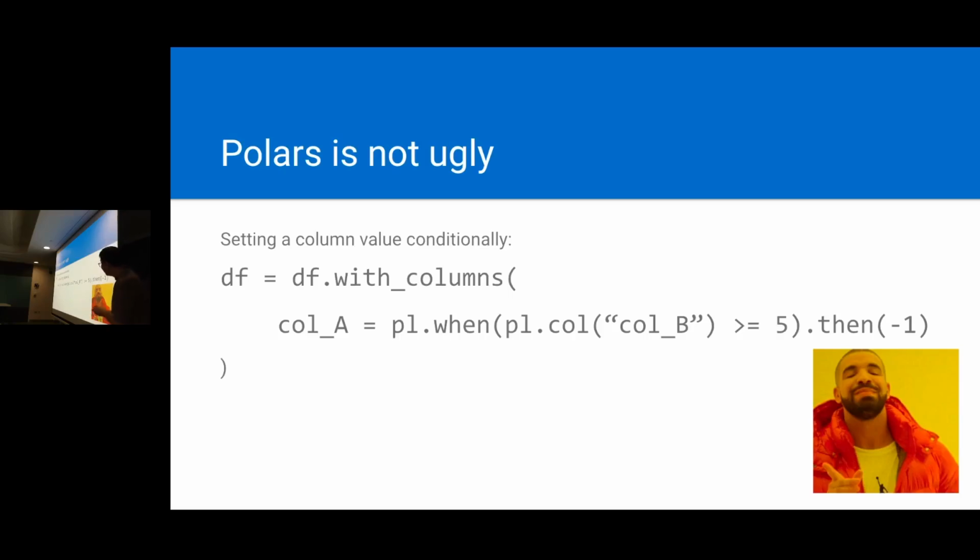Next, setting a column value conditionally. If you want to set a column value, you always use with_columns, or there's one more API which is select. But generally, you just use with_columns, and then a keyword argument, column A. That's the column name. And what do you want the value to be? When this condition, then -1. Isn't that beautiful?